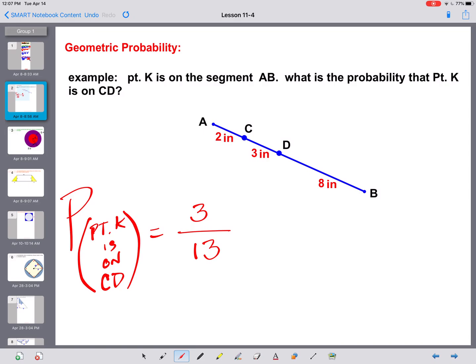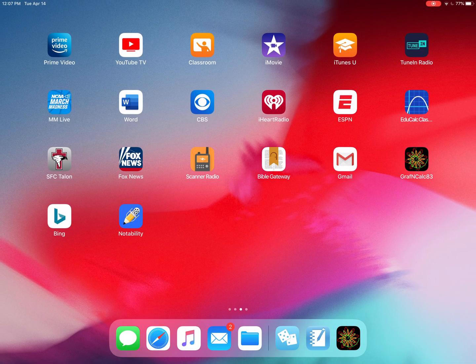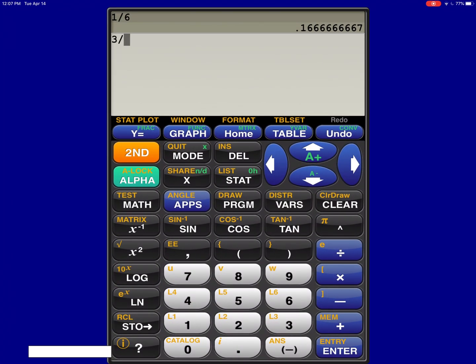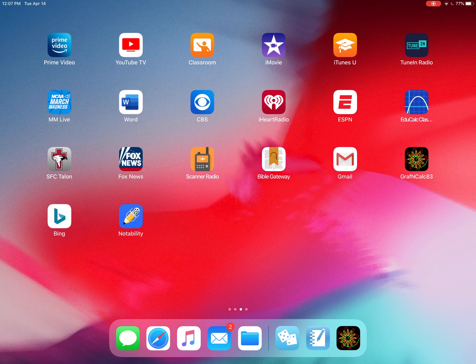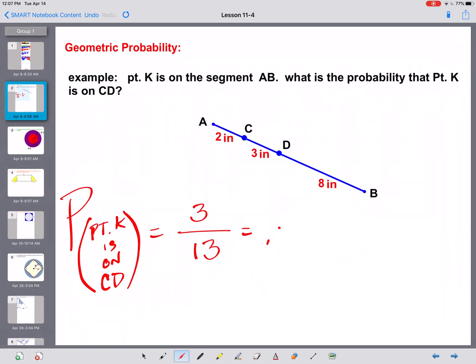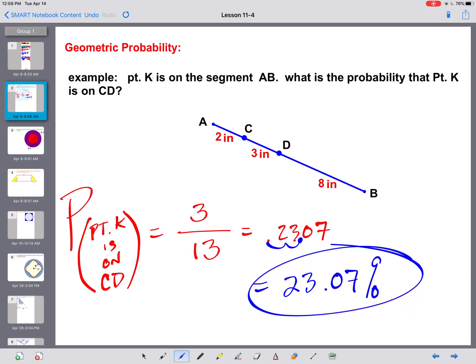So 3 over 13. Let's get it first as a decimal. 3 divided by 13 is 0.2307. I want it as a percentage. Move it once, twice. There it is, 23.07%. Again, it was the distance that I would be successful divided by the total distance.